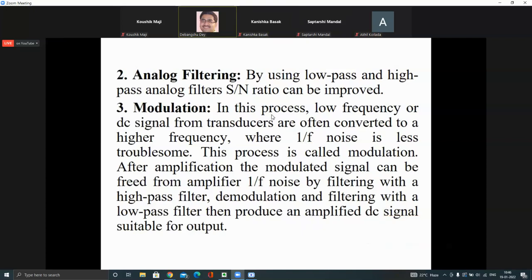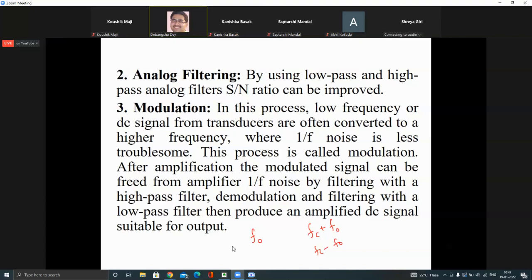So if you modulate a signal, say you are using a frequency f0, and your carrier frequency is fc, the signal will be transferred to fc plus f0 and fc minus f0. Therefore we can set a cutoff at a low frequency so that we can pass on the high frequency and eliminate the effect of 1/f noise. Did you understand what I said?